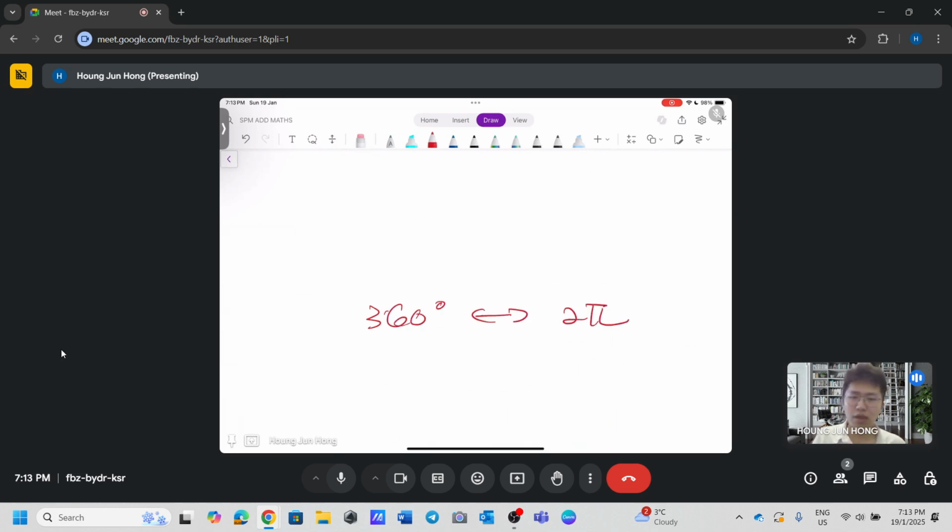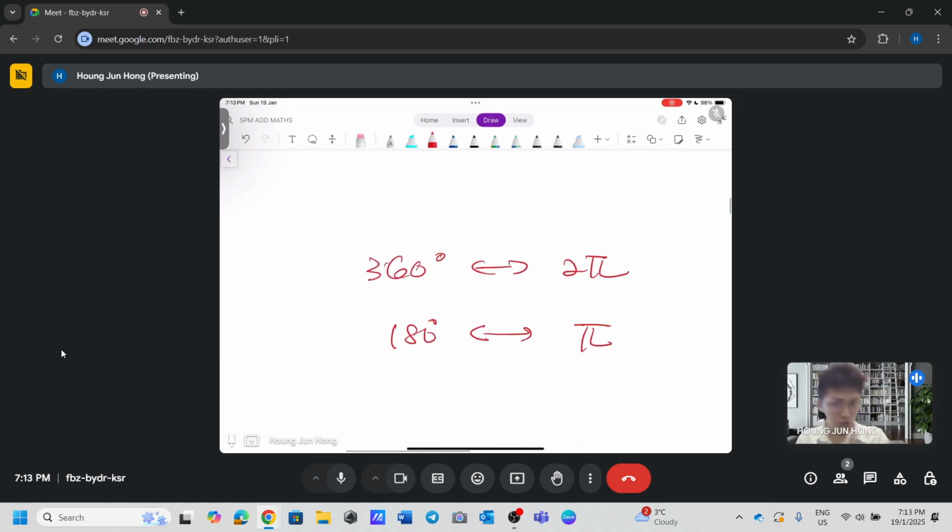What does it mean? Let's do a bit of simplification. Pi is equal to what? 180. So you choose yourself. Some people will be more comfortable with this. They will just say, oh, I know, it's easy to remember, 2 pi, 360. It makes sense to me. 2 pi is a whole circle. It represents 360.